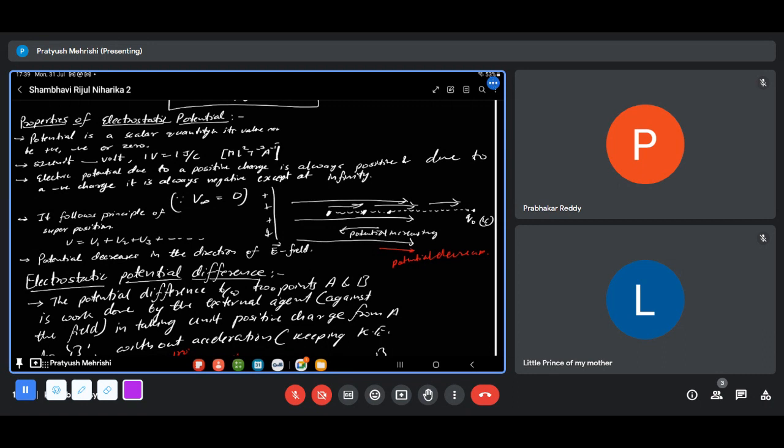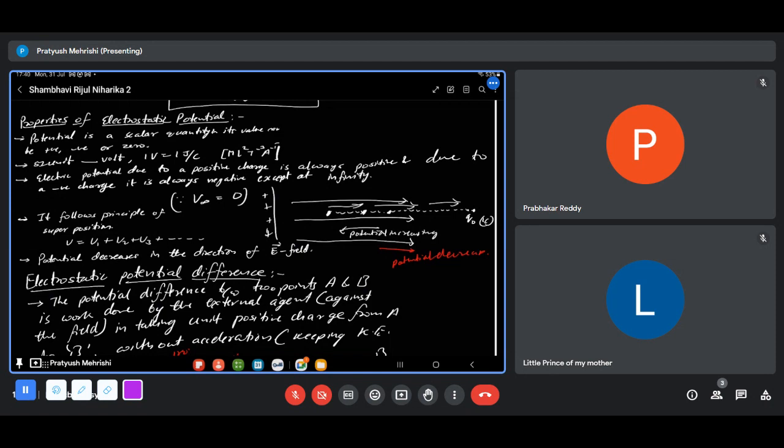Next point, potential at infinity is always taken as zero, because we assume that the influence of charge is limited. Influence of charge will not be experienced at infinity. At infinity, the net influence of charge will always be zero. Okay.